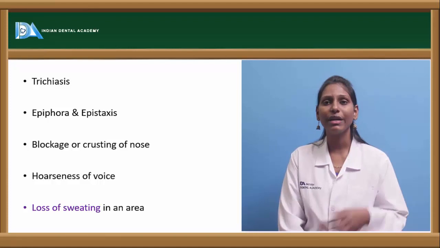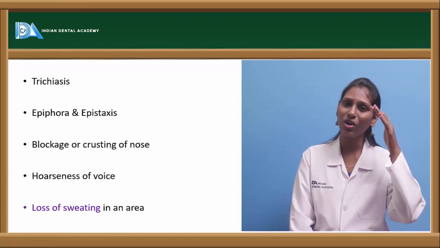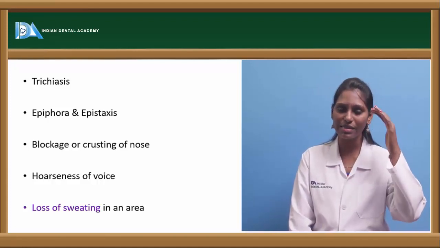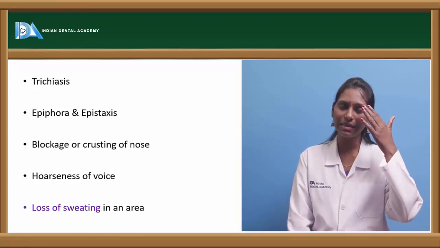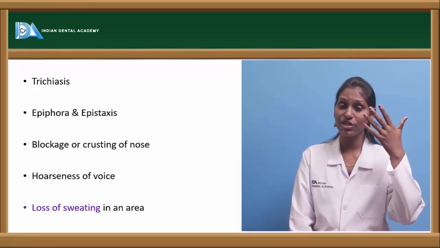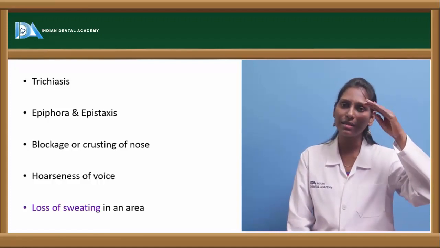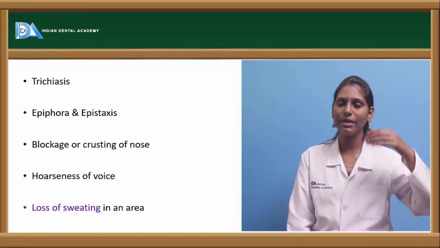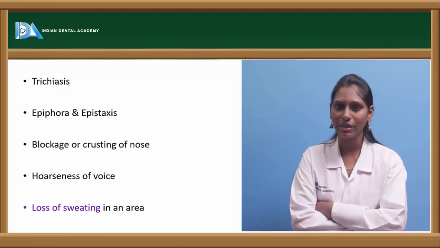Trichiasis is a condition where there is ingrowth of your eyelashes, that is, reverse growing of eyelashes, and this will actually touch your conjunctiva. Instead of growing outwards, they grow inwards, touching the conjunctiva. That is nothing but trichiasis.